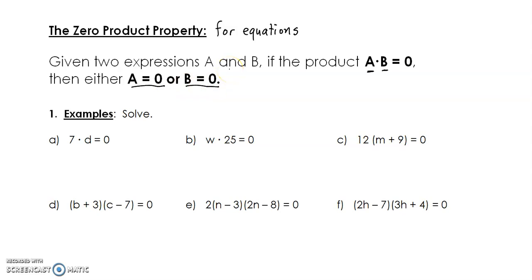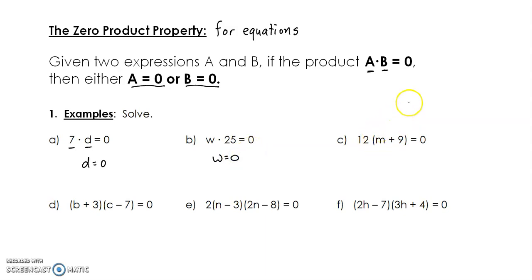Now, we can start this off right away with some simple concepts. If I say 7 times d equals 0, well, obviously 7 is not equal to 0, so that means that the d must be equal to 0. And the next case, w times 25 equals 0. Same deal, the w must be equal to 0 because the 25 obviously is not.